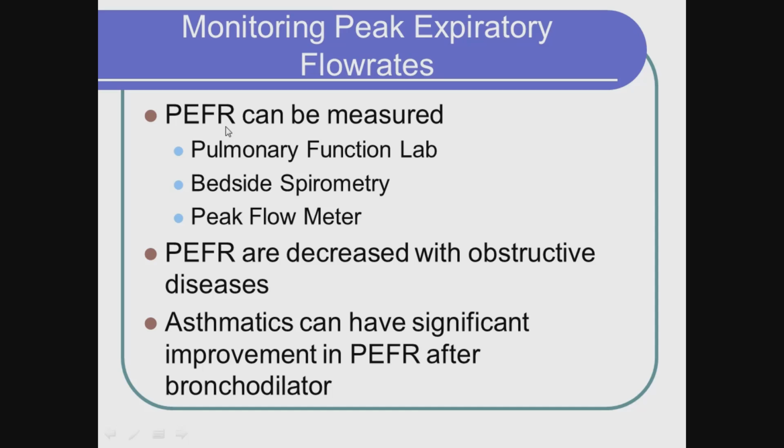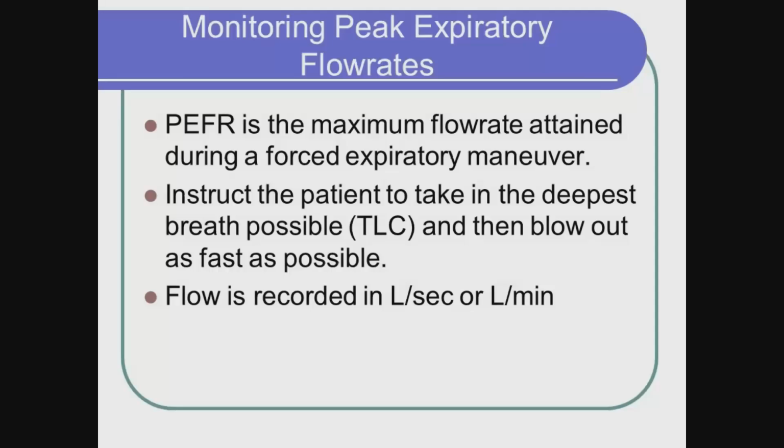We can measure this peak expiratory flow rate in the pulmonary function lab. We can do it with our bedside spirometry, or typically what we use, especially for patients in the home, is a handheld peak flow meter. And we know that with obstructive disease, you end up having a flow limitation, so therefore peak flow is going to be dropping off. Asthmatics specifically we can monitor, because the medications that are administered, those short-acting beta agonists, will end up having an improvement in peak flow after administration of the medication.